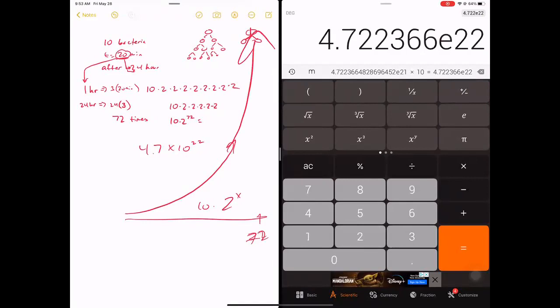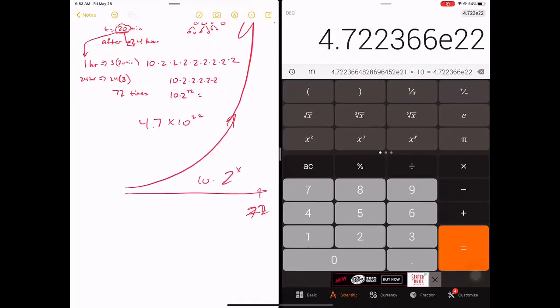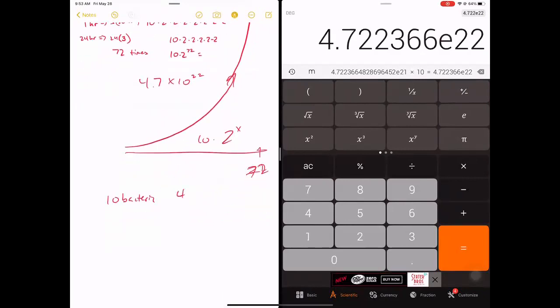Okay. If we want to do something reasonable, let's see what happens after 4 hours. If I start with 10 bacteria, and our time is 4 hours, and again, this bacteria splits every 20 minutes, how many 20 minutes are in 4 hours?